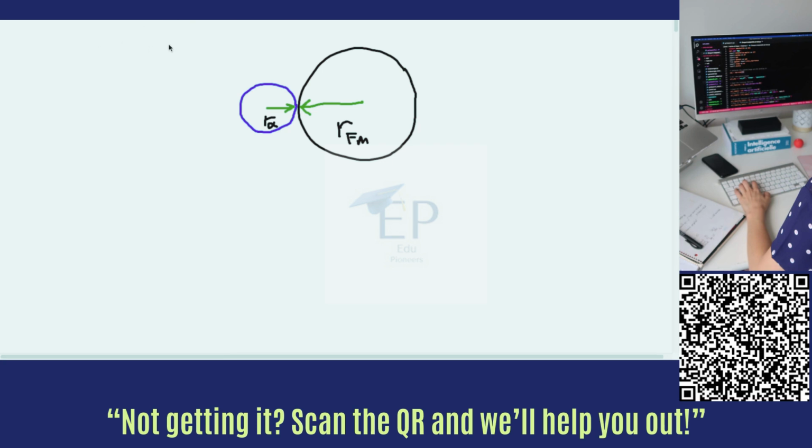The alpha particle is the nucleus of a helium atom. It has an atomic number of 2, an atomic mass number of 4. It has a positive charge of plus 2e.